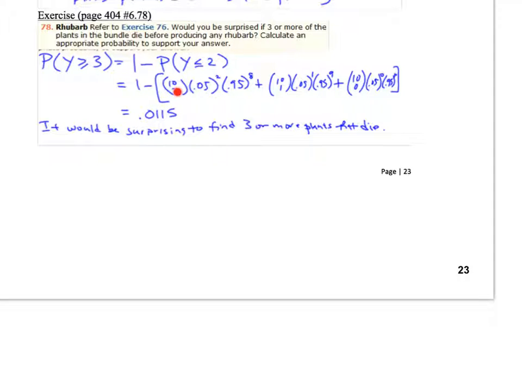Well, less than or equal to 2 means 2, 1, or 0 plants die. So we do the binomial formula once again, 3 separate times. We calculate these 3 probabilities, subtract from 1, and we have 0.015. So something that's going to happen only about 1% of the time is surprising. We want to say that is surprising because the probability of observing this event of 3 or more plants dying is very small. And our general rule is that if a probability comes out below 0.05, something that's got a less than 5% chance of happening, we are going to call that a surprising result.